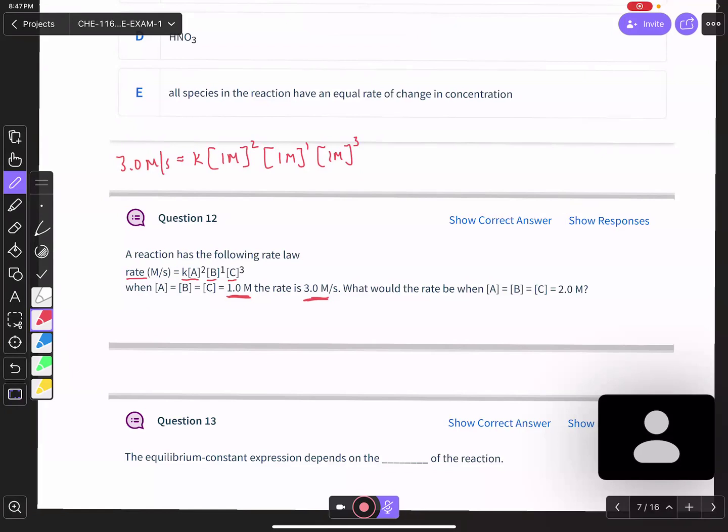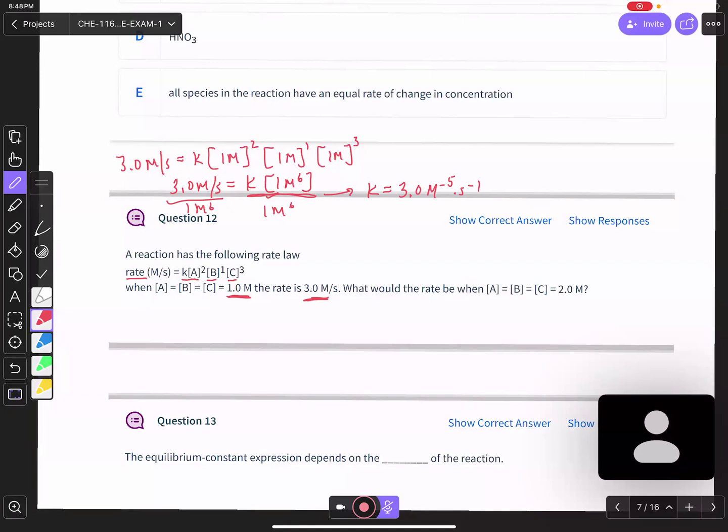Multiply those all together, I get 3 molar per second equals k times, that's third, so that would be 1 molar to the sixth. Divide by 1 molar to the sixth, and we get a rate constant. My rate constant for this reaction is 3. You know, the units aren't really important, but those are the units.